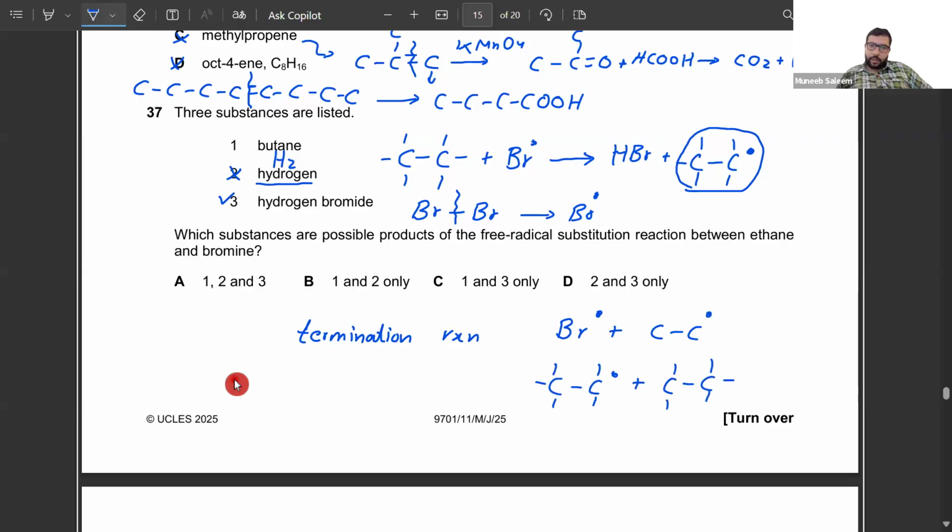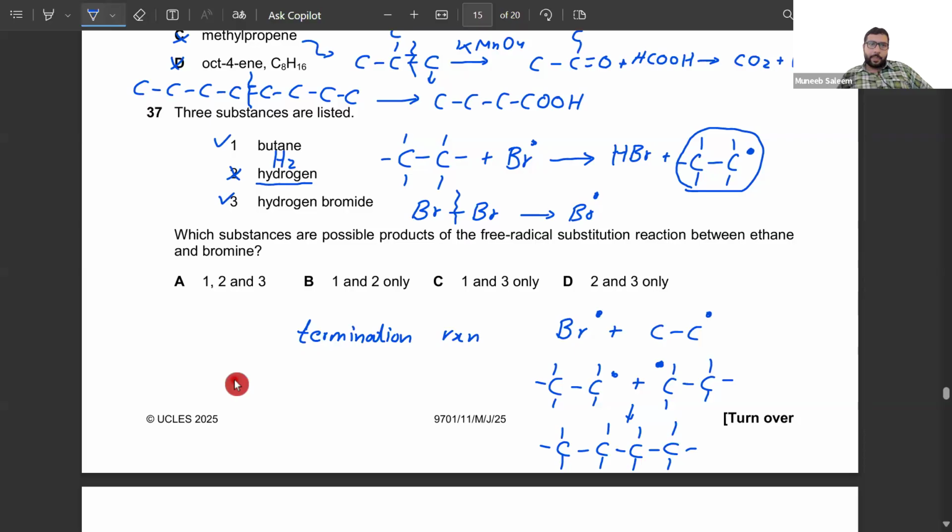And when this happens, we can have a formation of the butane. So this is how butane is formed when two ethyl free radicals react with each other. So the statement 1 is also correct. So when 1 and 3 are correct, that means the correct option becomes the C option.